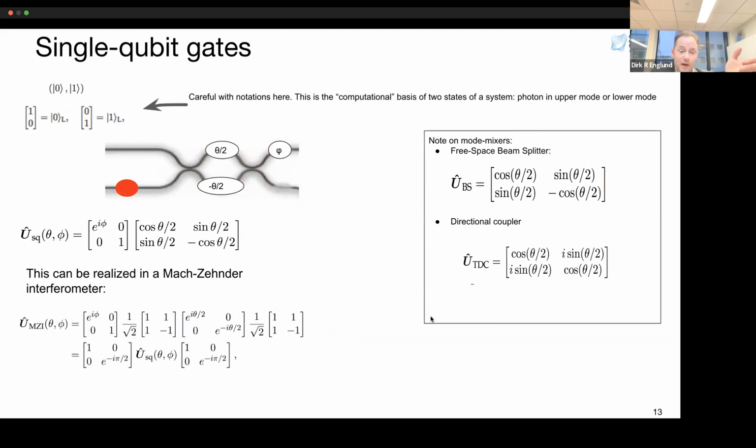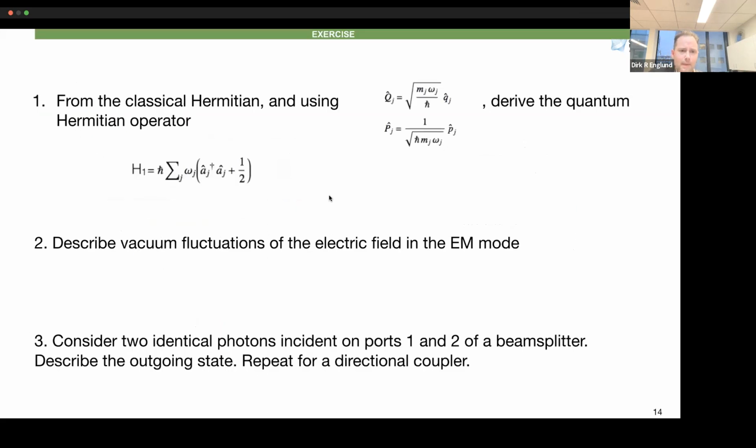Okay, so now we have a waveguide. We know how to quantize the optical field on the waveguide, and we know how to transform the fields of that waveguide through a directional coupler, phase shifter, and a combination of them to produce an arbitrary single qubit gate on the optical logical qubit.